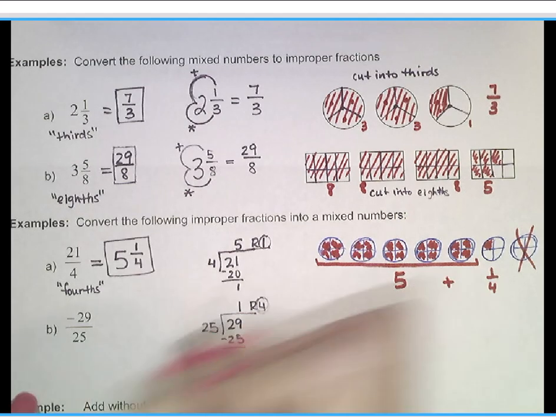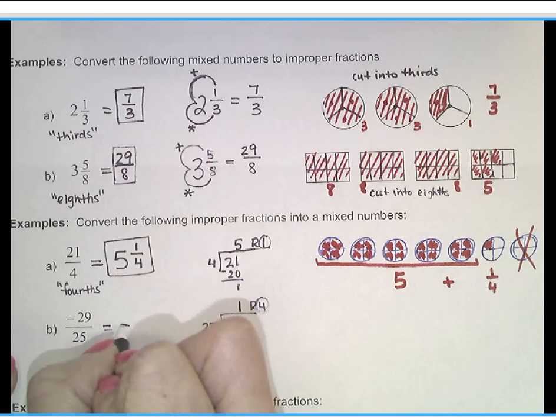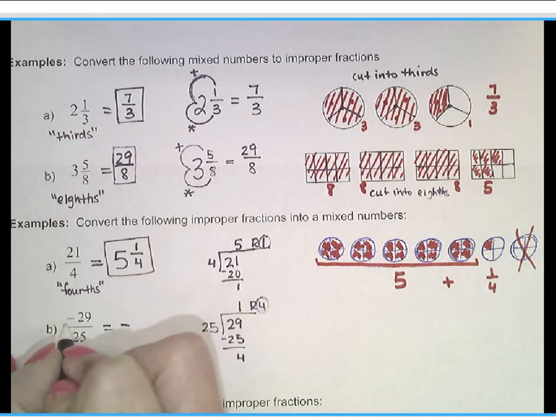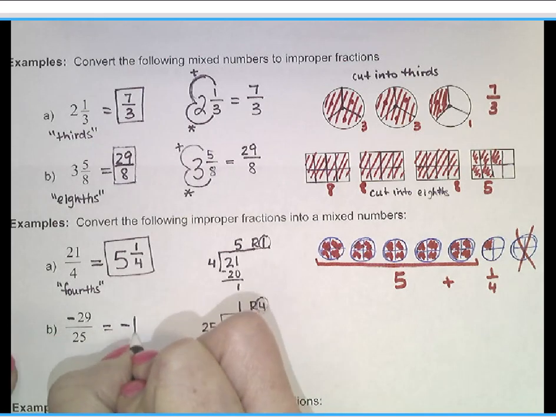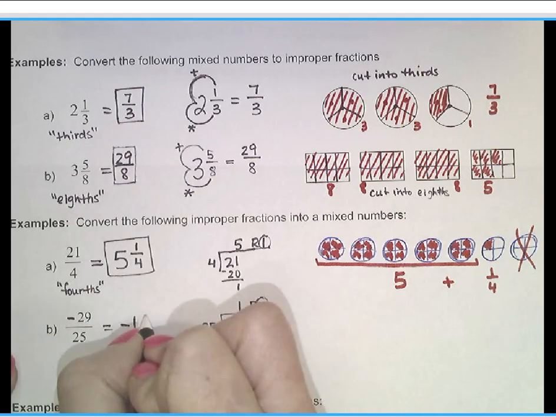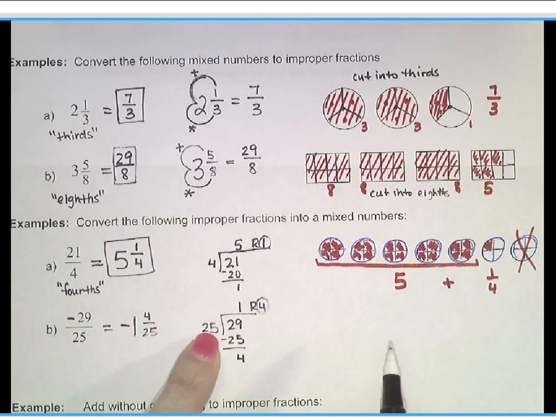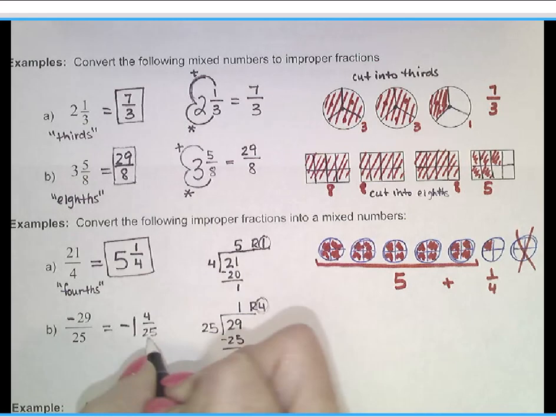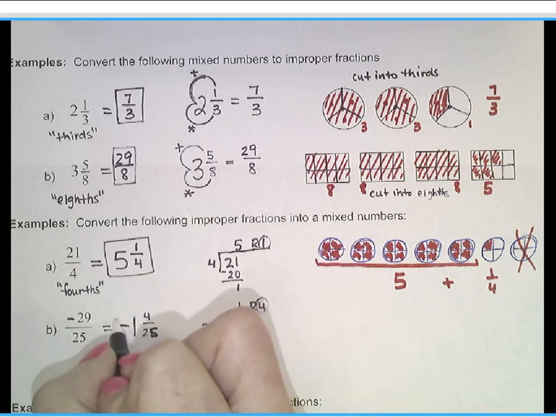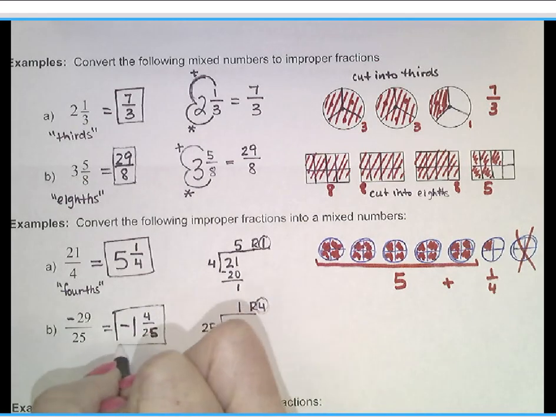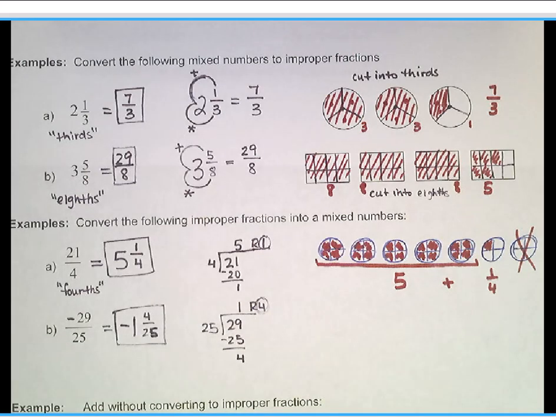So we're going to write negative, because this one is negative, see that negative right there, -1 and 4 25ths. Remember the language is 25ths here. And so you put your remainder over your fraction family there. So -1 and 4 25ths is what that would look like as a mixed number.